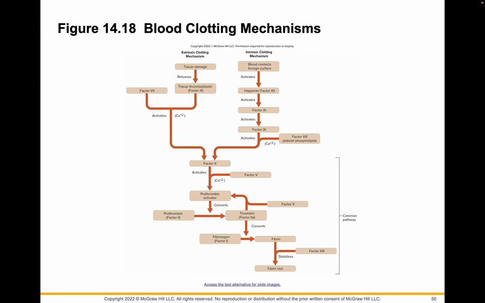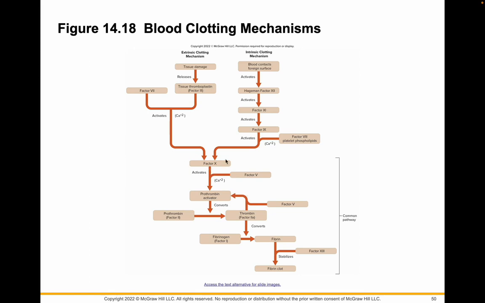Now, this is the domino setup: if you set up all the dominoes, this is kind of what it would look like from above. Right here is extrinsic, and here's intrinsic. So let's look. If the tissue is damaged outside of a blood vessel, those tissues release that factor 3. And when factor 3 comes into contact with another factor in the blood, it activates calcium ions. Remember, we have ions in the blood? Those ions activate factor X.